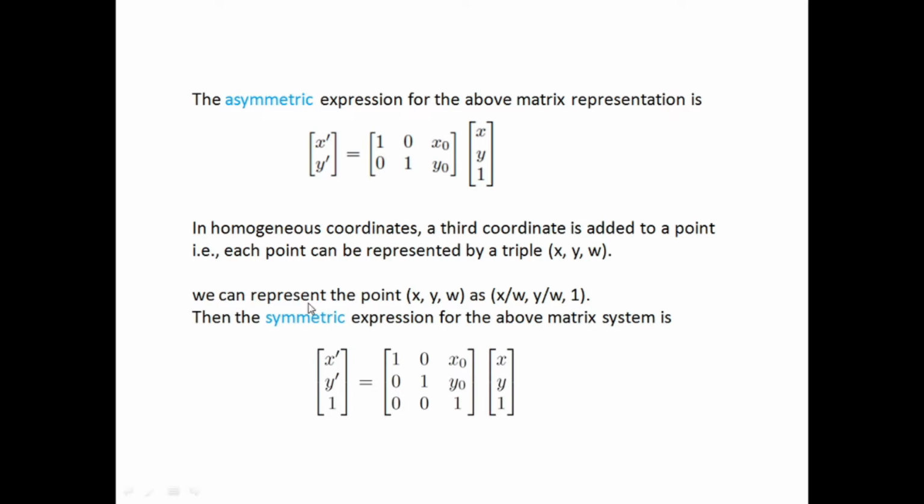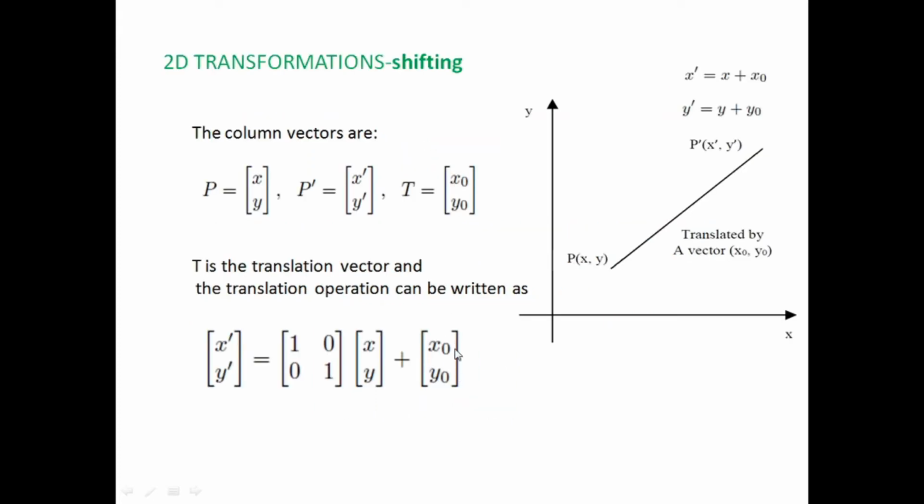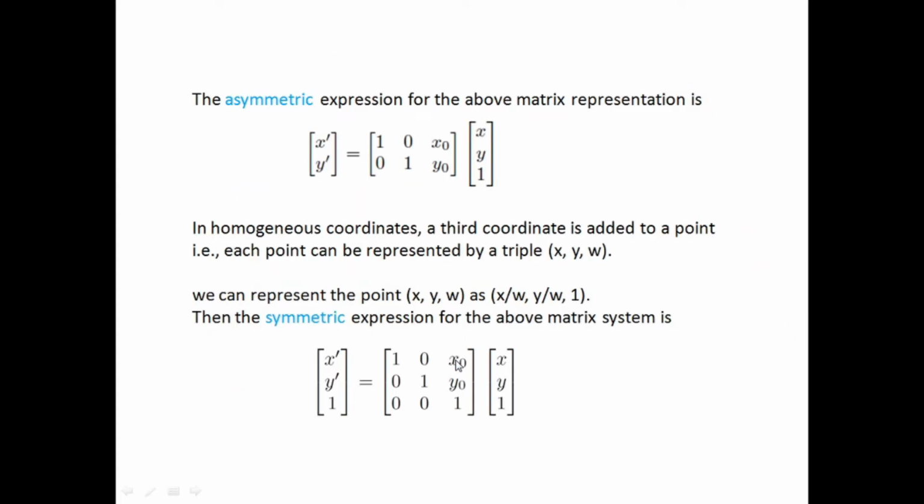So x dash y dash equal to [1 0 x naught; 0 1 y naught] times [x y 1], and this kind of representation I call an asymmetric expression. Previously it was only a 2D form, that means a pixel is in 2D representation. Now can I say some kind of 3D representation is there here, because one more new coordinate is also added here.